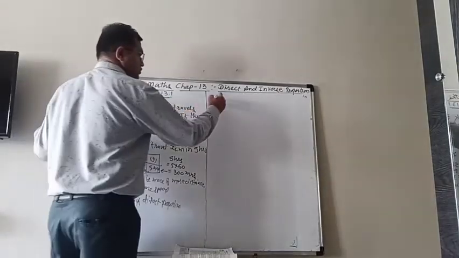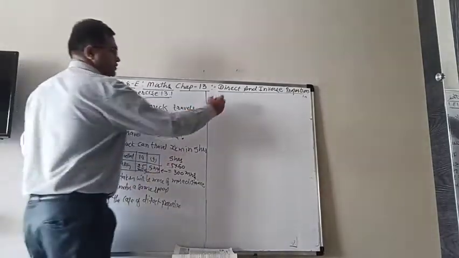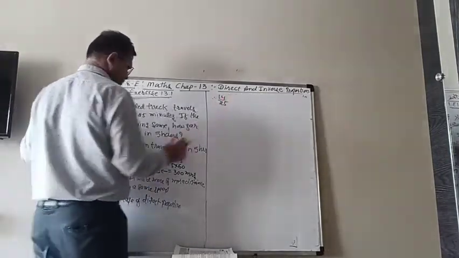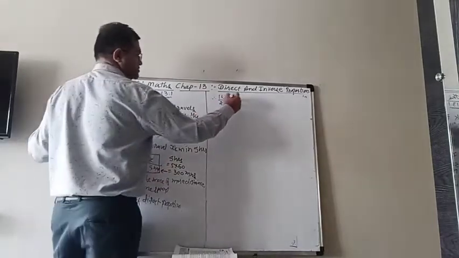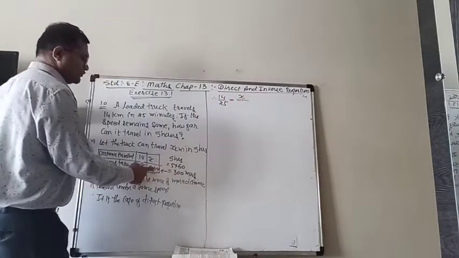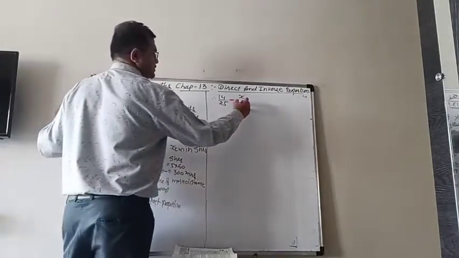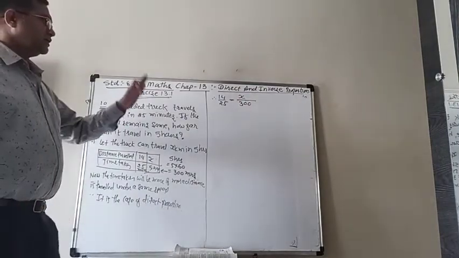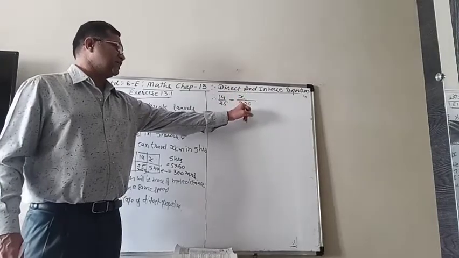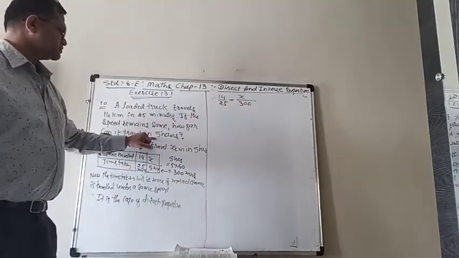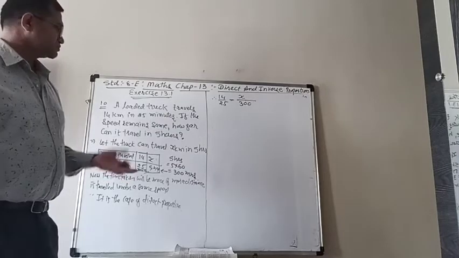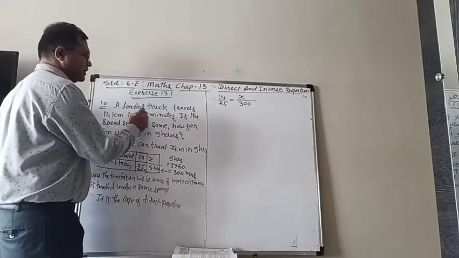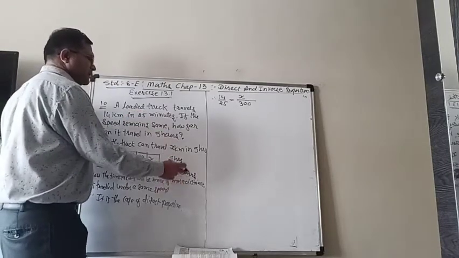So now we write 14 upon 25 is equal to x upon 300. Here don't write 5 hours but 300, because we convert those hours into minutes. Here we have 25 minutes and here there are 5 hours. So their units must be the same, so we convert 5 hours into minutes by multiplying by 60.